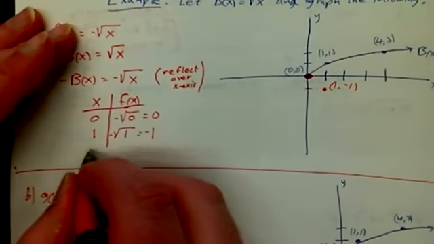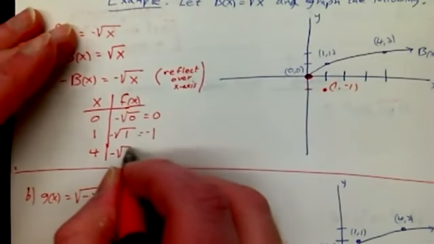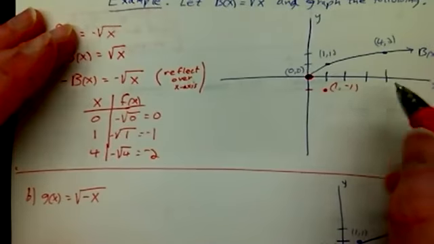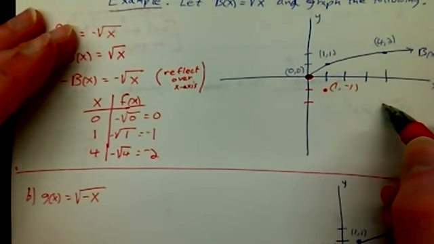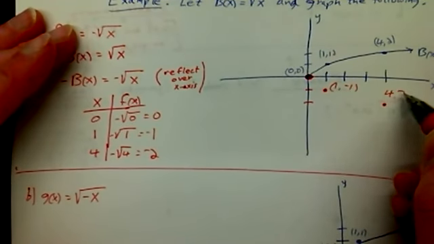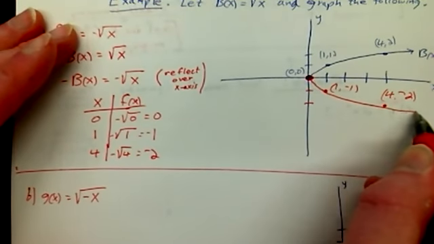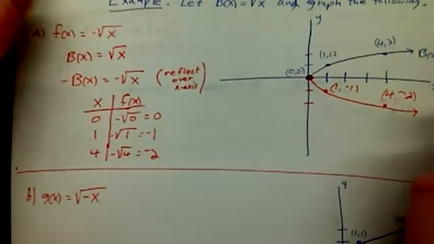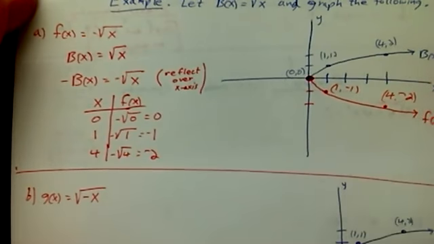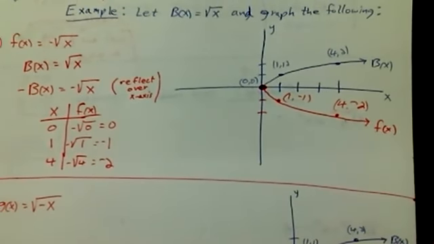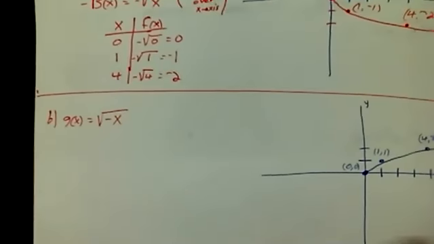Let's see about 4. If x is 4, I have negative root 4, which is negative 2. So I have 4, negative 2. It looks like exactly what we thought would happen is happening. So here's f of x. It reflected over the x-axis just as expected. Compare that to this next one.